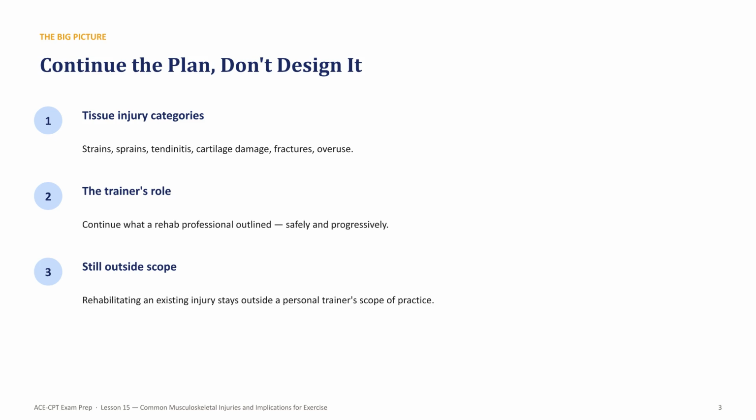Second, the trainer's role. When a client comes to you recovering from an injury, your job is to continue what a rehab professional already outlined, safely and progressively. You're not starting from scratch. And third, still outside scope. Rehabilitating an existing injury is not something a personal trainer does. That work belongs to physical therapists and physicians. Your role begins after the rehab professional has cleared the client and handed off a plan.